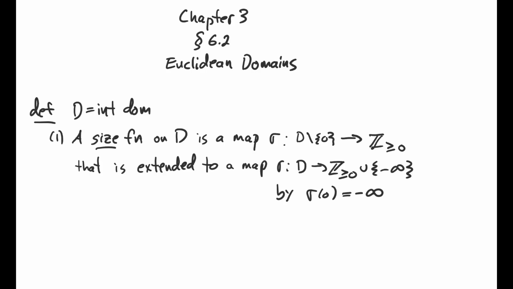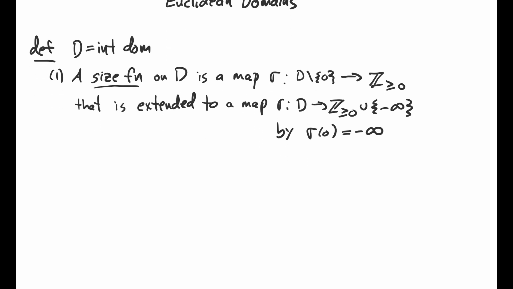All right, so first part of the definition, start with an integral domain D. And then we define a size function, which is just any old map from the non-zero elements of D into Z bigger than or equal to 0. There are different conventions on this, but the convention we'll use, which makes things simpler, is we will always extend such a map to a map from all of D to Z bigger than or equal to 0, union the symbol minus infinity, by sending 0 to minus infinity.